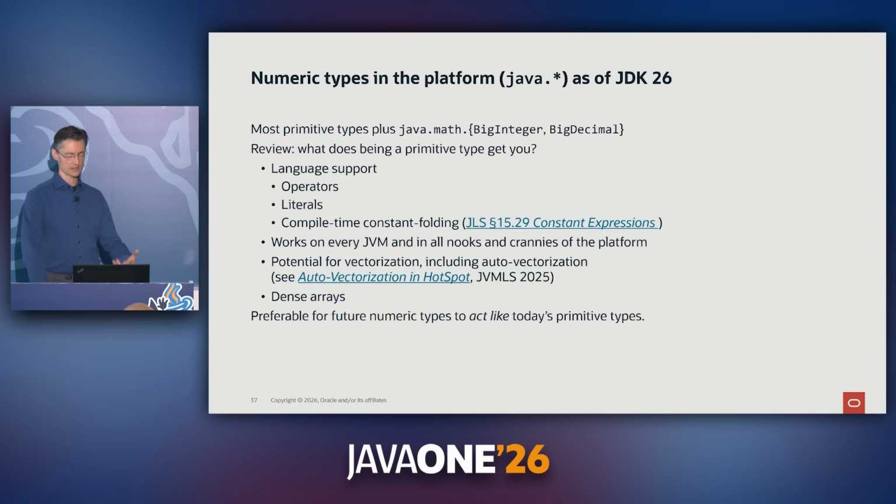And what does being one of those primitive types get you? Once again, we have operators, literals, constant folding in the compiler. We know it works on every virtual machine. And it's also available for things like auto-vectorization in HotSpot and other virtual machines. And we get those dense arrays. So these are some of the sorts of properties we want to make sure are available for future numerical types in the platform.